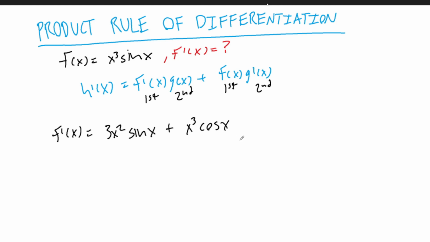And looking at this, we can't simplify anything any further, and we can't combine any like terms. So this is going to be our final answer. F prime of x equals 3x squared times sine x plus x cubed times cosine x.